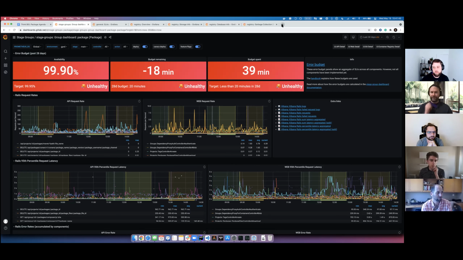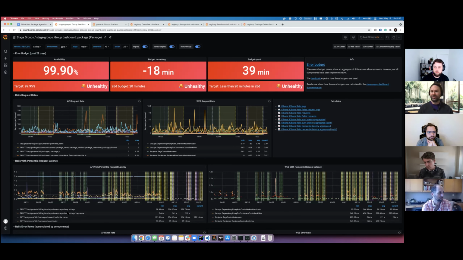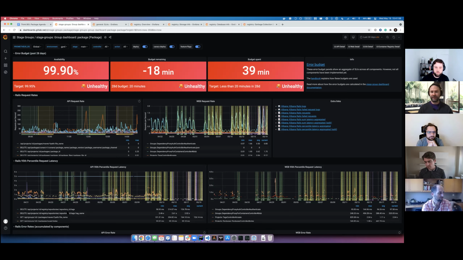I can paste some links for the documentation for that, but if you have any questions, feel free to throw them. If you were going to dive into what caused the 39 minutes of downtime, or which endpoint, how would you do that from here?